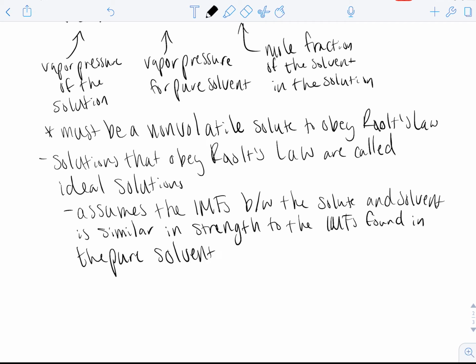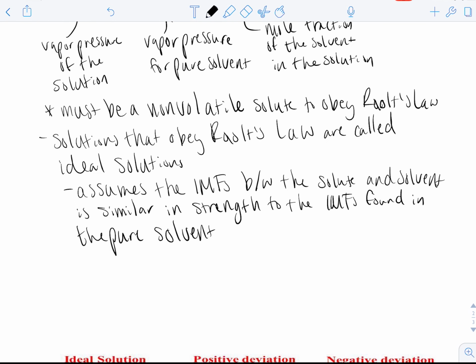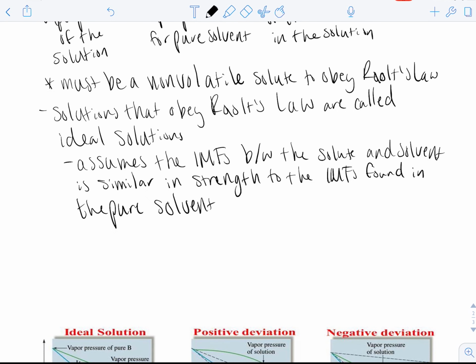So they're very, very similar in energy. They all are dipole-dipole, or they're all hydrogen bonding, or something like that. Okay. So if that is not what's occurring, so if our solvent intermolecular forces are stronger, then our actual vapor pressure will be greater than the vapor pressure calculated using Raoult's law.